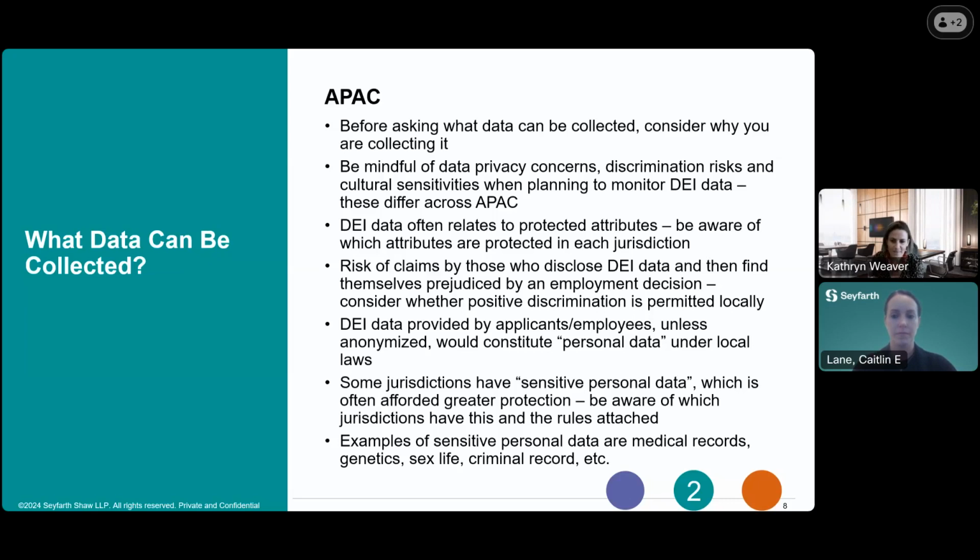Australia passed legislation last year requiring firms with 100 or more employees to publish their gender pay gap data from 2024 onwards. And similarly, Japan brought in legislation in 2022 that required companies with more than 300 employees to publish their gender pay gap data annually within 3 months of the end of the fiscal year. So this whole new focus on DEI is driven in part, I think, by the war on talent in the region.